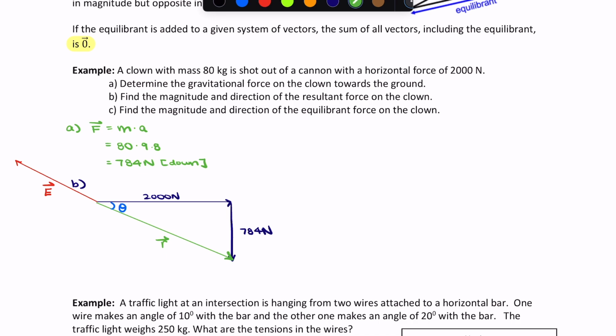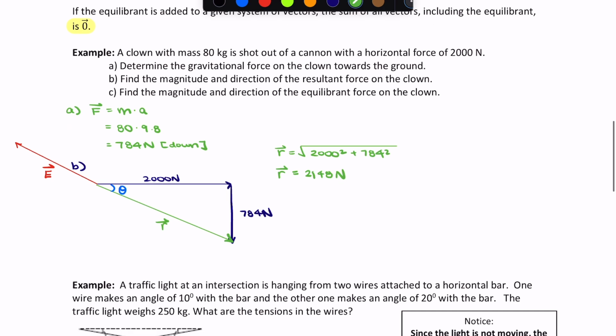So here, if we found the resultant force, that's equal to the square root of 2,000 squared plus 784 squared. And so here, R is equal to 2,148 newtons.